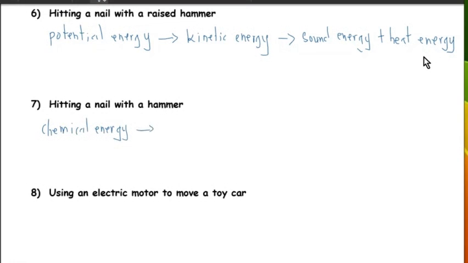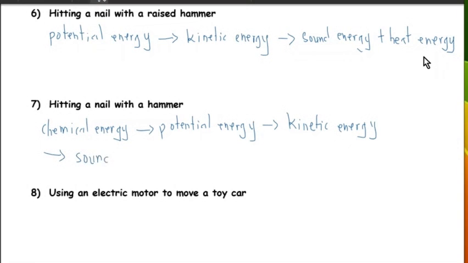Then the hammer is raised, so we have potential energy. Then we swing the hammer, we have kinetic energy. The hammer hits the nail, we hear some sound, and some heat is produced. So you realize that in almost all the cases, heat energy is produced.